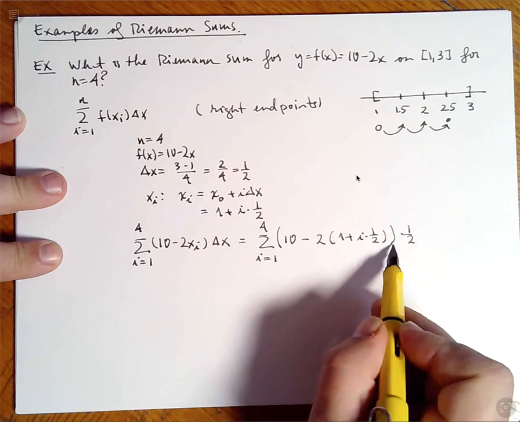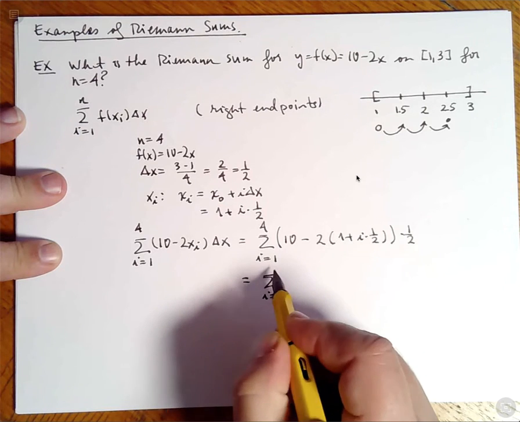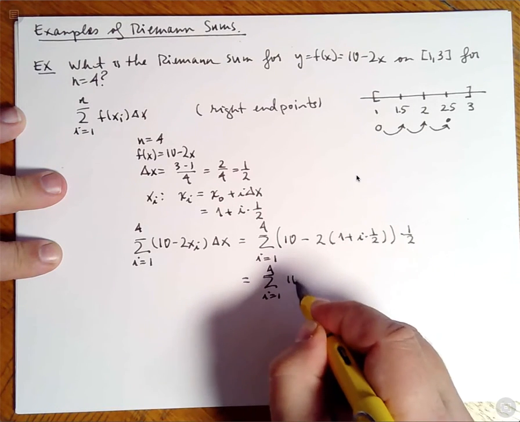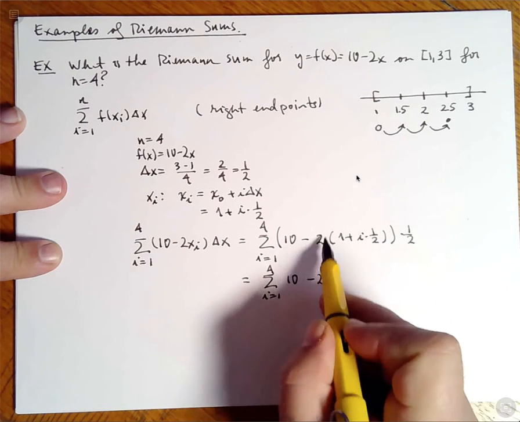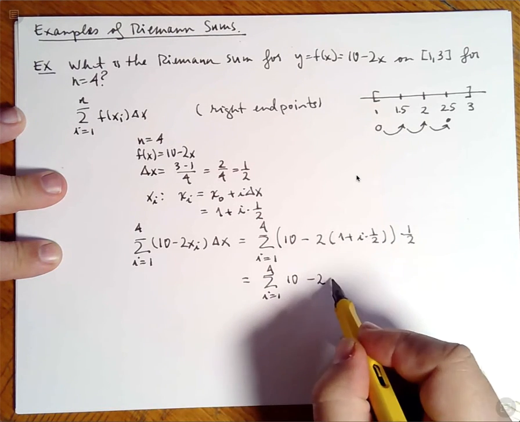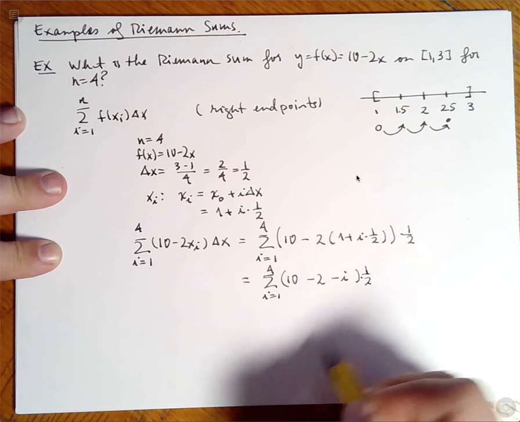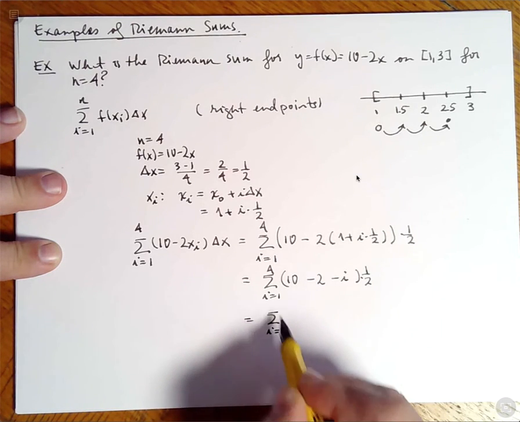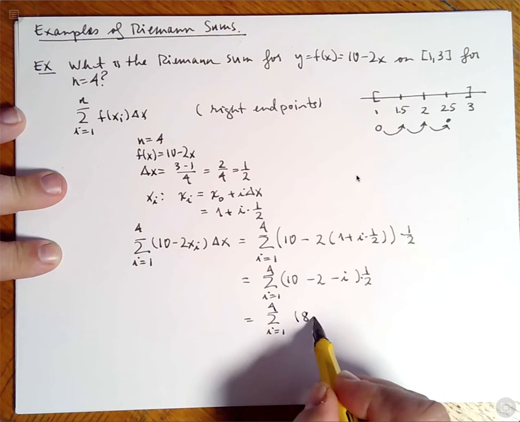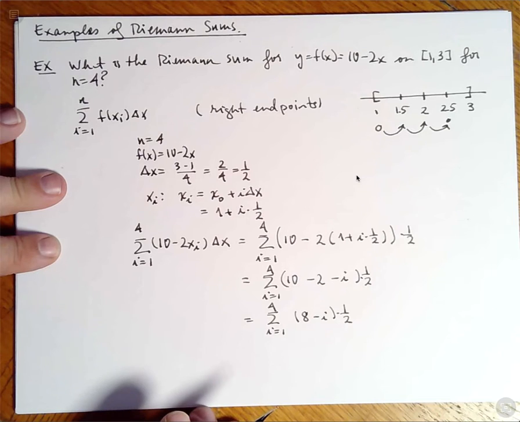But let's simplify this a little bit. We can multiply through by this minus 2. So we put 10 minus 2, and when you multiply this minus 2 in there, this 2 cancels with that 2, so we get minus i. And all of that is times 1/2. And the 10 minus 2 simplifies to an 8. So I get 8 minus i times 1/2. And that's the simplest form of my Riemann sum.